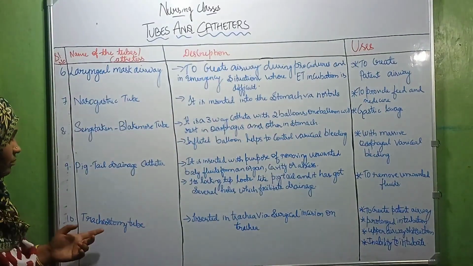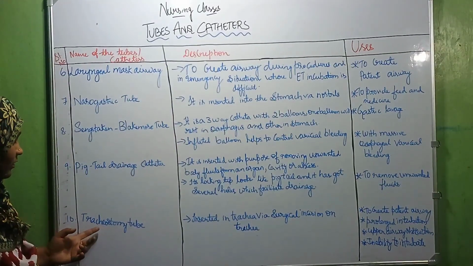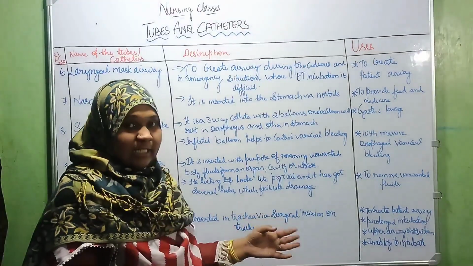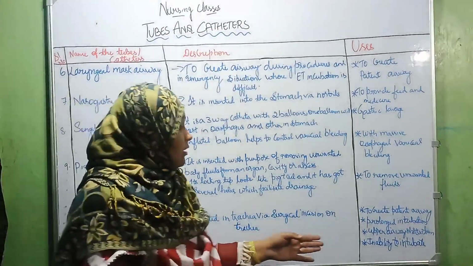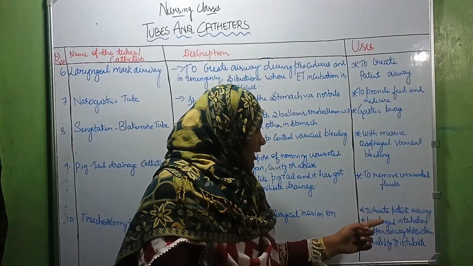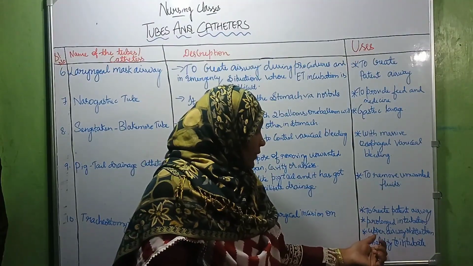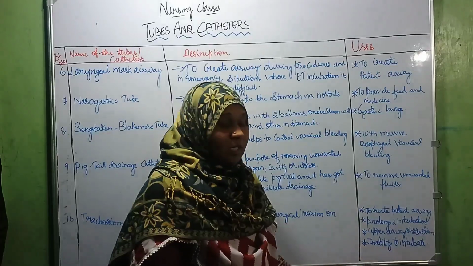So tracheostomy tube, as the name indicates, is a tube which is placed in the trachea. It is inserted in the trachea via a surgical incision on the trachea. What is the use of it? To create patent airway, prolonged intubation, upper airway obstruction or inability to intubate.